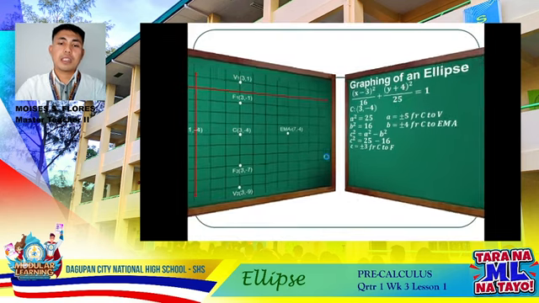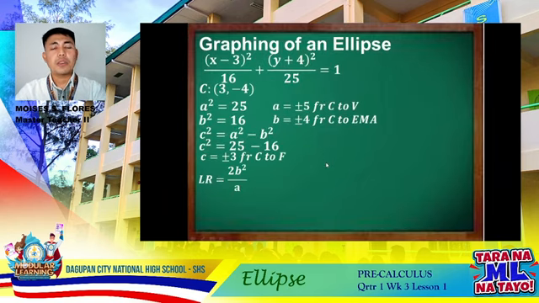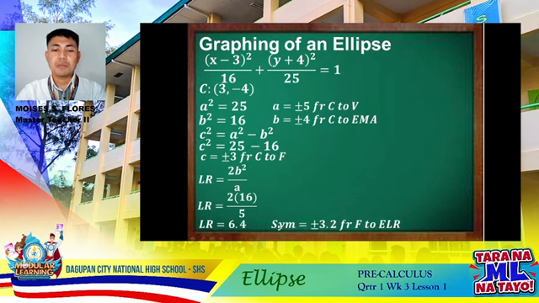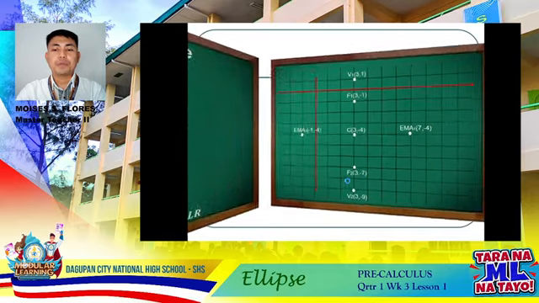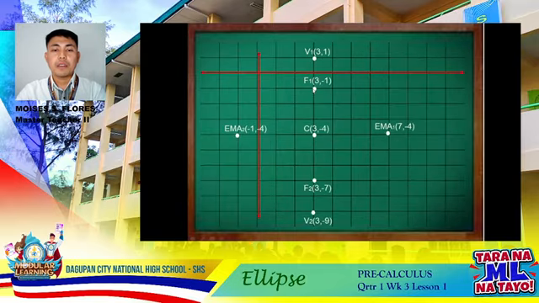Let's proceed with your LR. The formula for LR is 2b squared over a, and this time 2 times 16 over 5. 32 over 5 is 6.4. Again, to make it symmetric, 6.4 is 3.2 each from the focus to your ELR. So we start here from our focus, 3.2. There you have your ELR1, which is negative 0.2, negative 1.